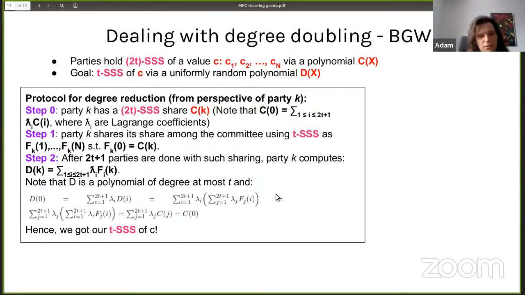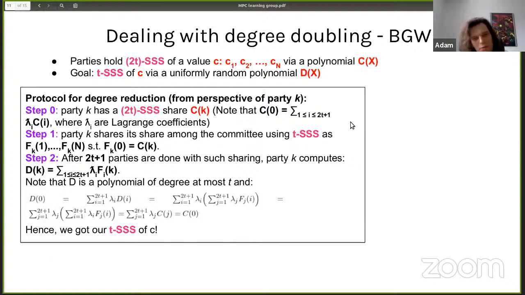Yeah, this equation is not very good. I'm sorry for that. So that should not even be 2t, that should be t. And different lambdas. I'm really sorry. So what's important is that one of the sharing is with threshold t.